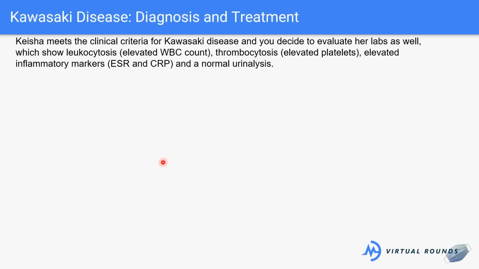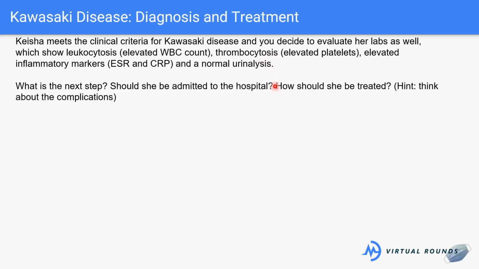Okay. So our patient meets the clinical criteria for Kawasaki disease. So you decide to evaluate labs as well. They did show leukocytosis, so an elevated white blood cell count, elevated platelets, and elevated inflammatory markers, and she had a normal urinalysis. So what is the next step for her? First of all, do we think she should be admitted to the hospital?